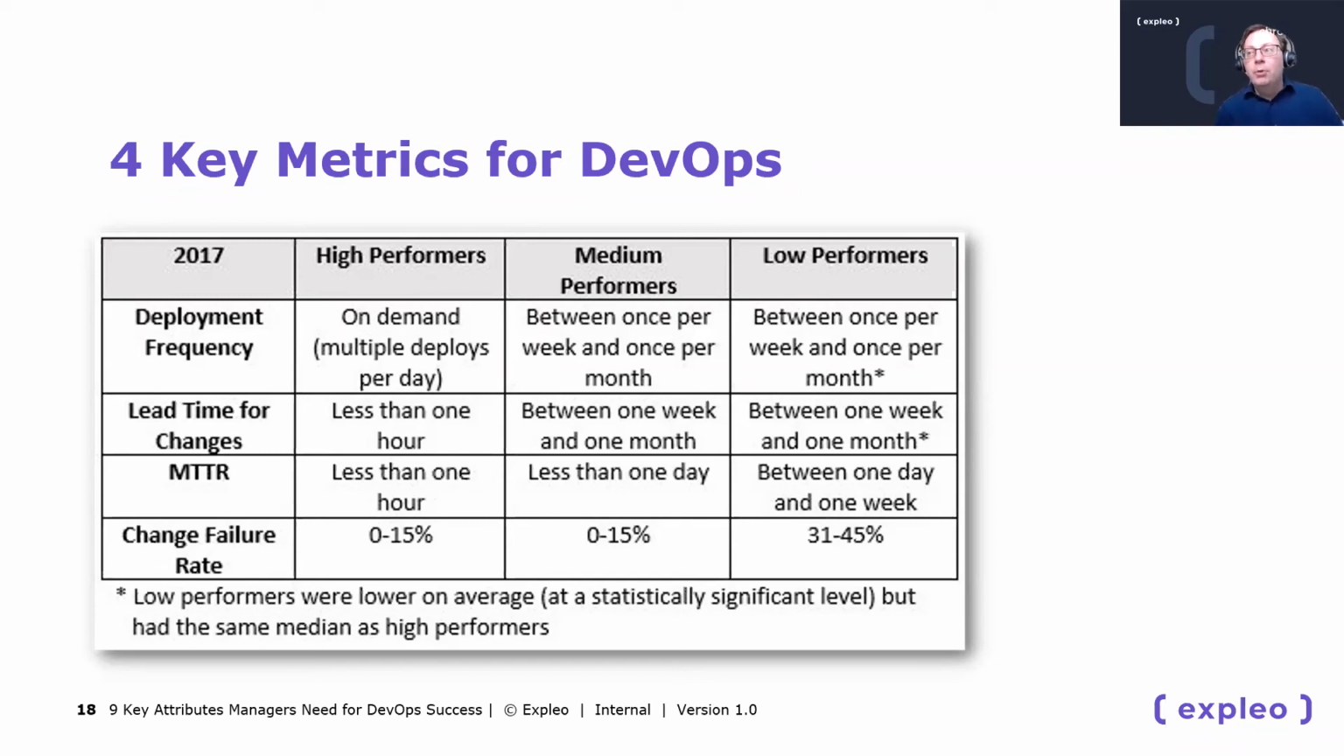Change failure rate is not so variable, but is definitely significant in relation to high and medium performers, much lower in those performance categories, and sneaking up quite much higher to 30 to 45% plus in lower performers.